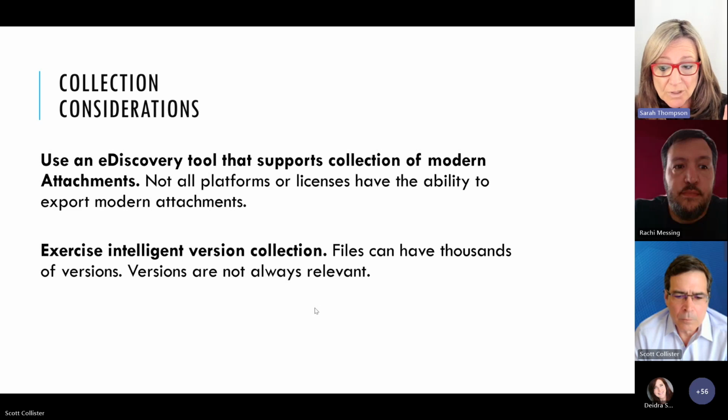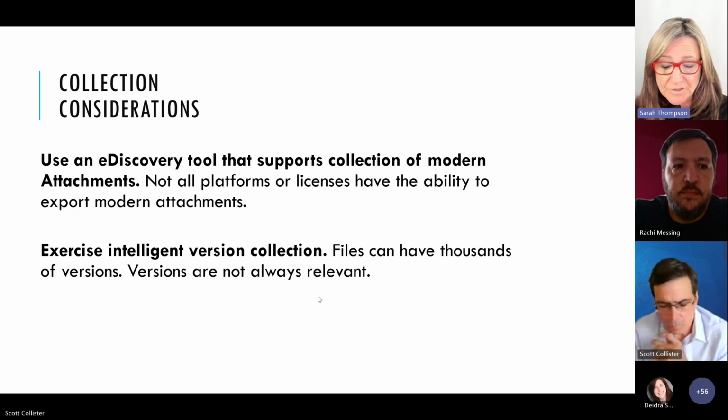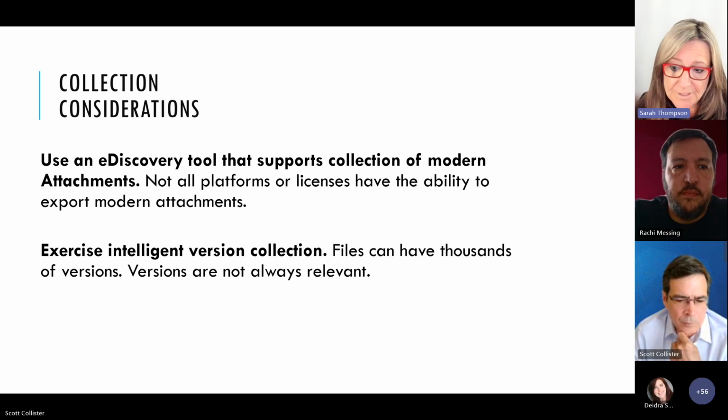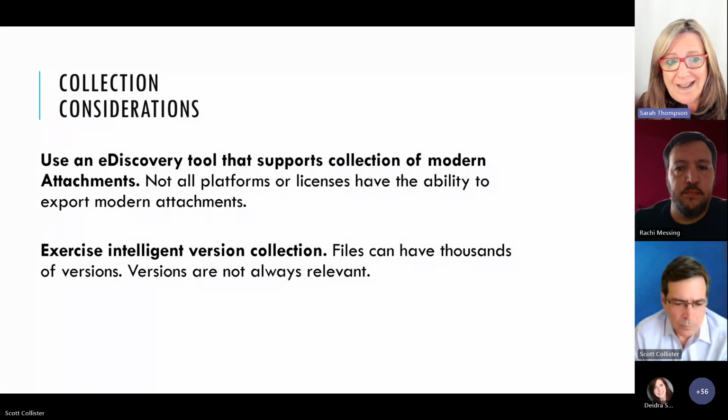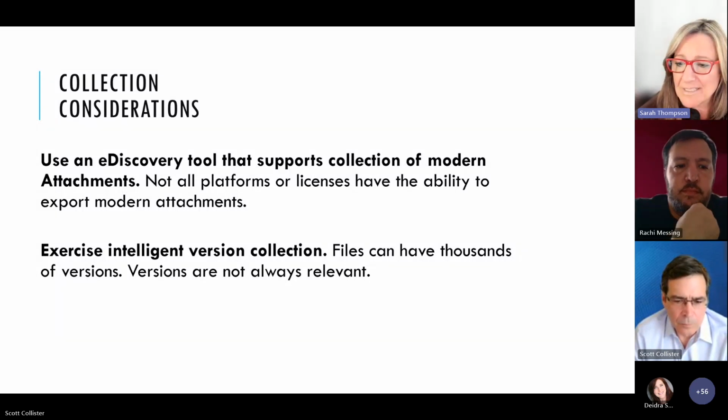But even if they don't work, for ourselves, we have our own proprietary tools that collect modern attachments from Microsoft and Google, even when they don't have the correct licensing, if you will. So there are workarounds, and tools out there to get to what you need. I think the big thing for collection is: do you have to collect the modern attachments? And again, do they matter? Do you have to collect the versions?